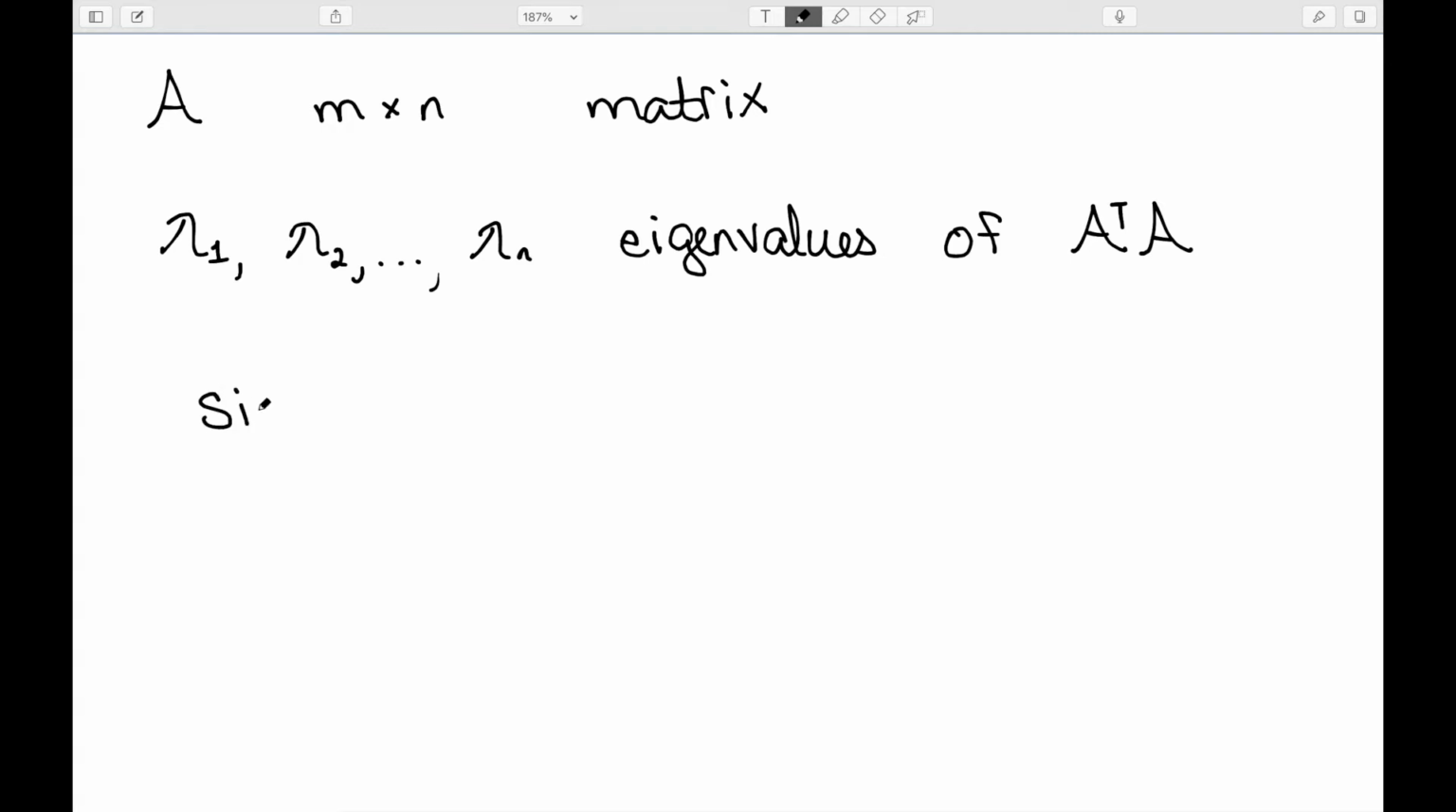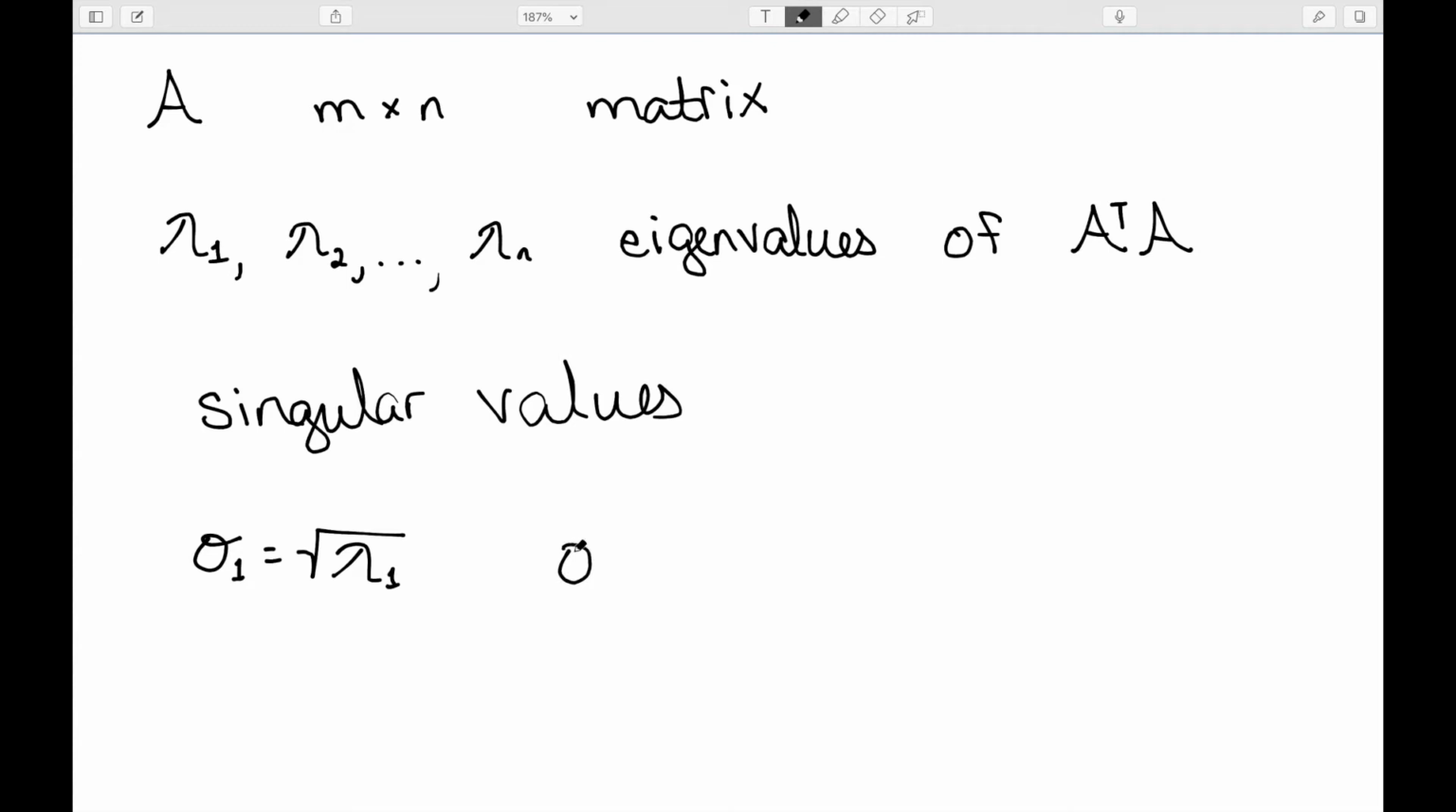Then the singular values of a matrix A, we denote by sigma. Sigma 1 is the square root of lambda 1. Sigma 2 is the square root of lambda 2, etc. So the singular values are actually the square roots of the eigenvalues of A transpose A.